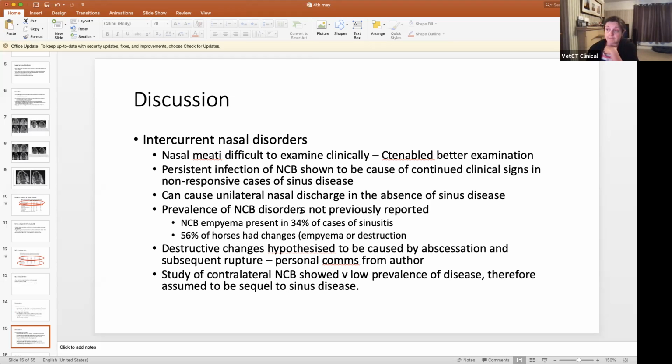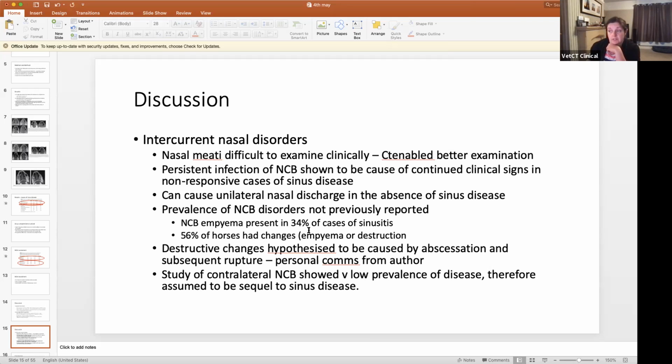if you're not used to doing it endoscopically. Their previous publications have indicated that persistent infection of the nasal conchal bullae can be the cause of continued clinical signs, and they comment that it can cause unilateral nasal discharge. So assessment of the nasal conchal bullae is important. And the prevalence of nasal conchal bullae disorders hasn't been previously reported prior to this study.